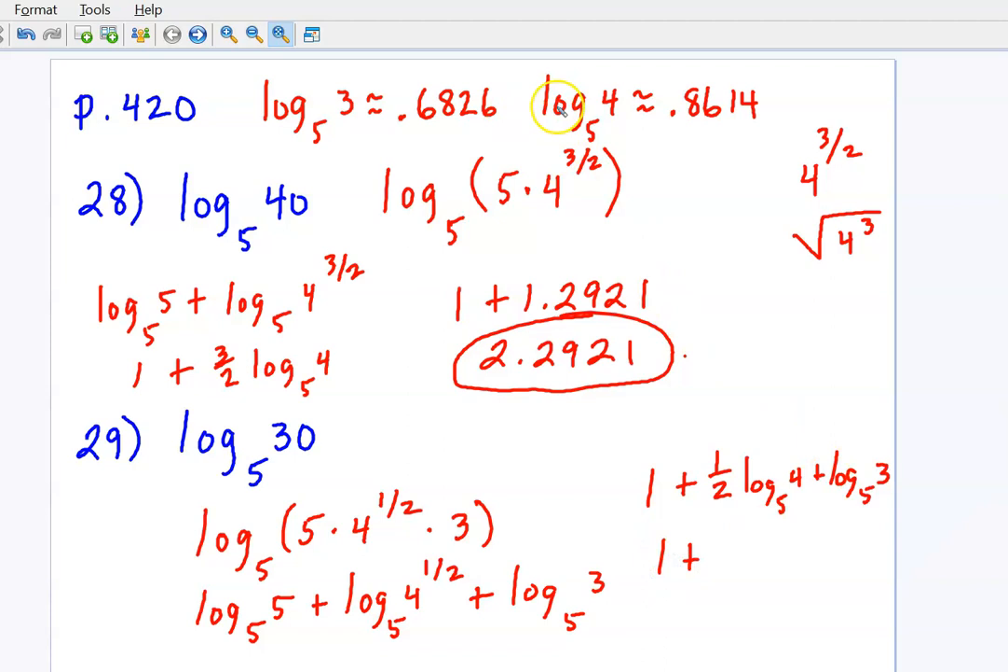So we're given log base 5 of 4 is 0.8614, so all we have to do is divide that by 2 or multiply by half. And that's 0.4307. And then we're given log base 5 of 3, 0.6826. And now we just have to add these together.